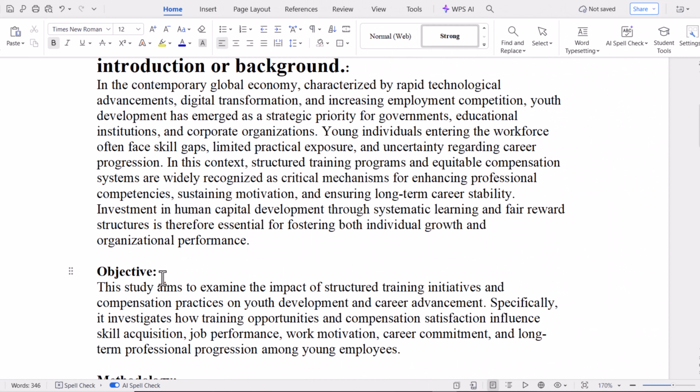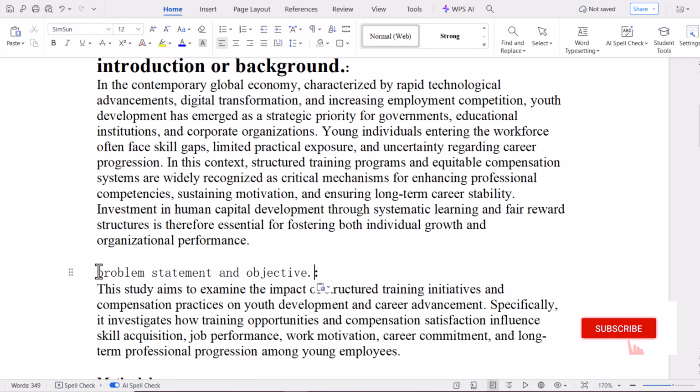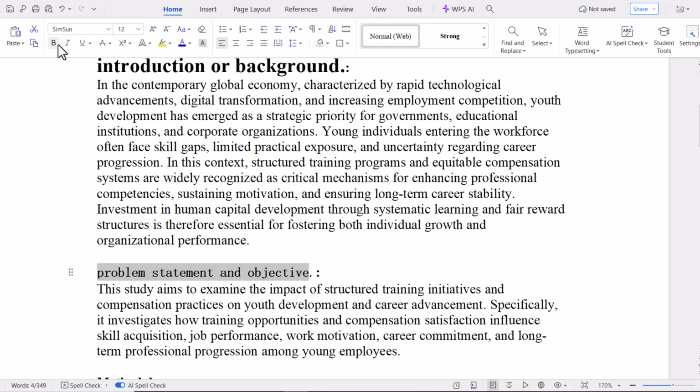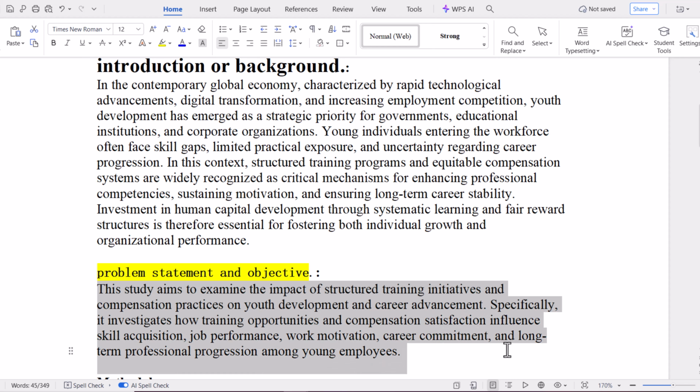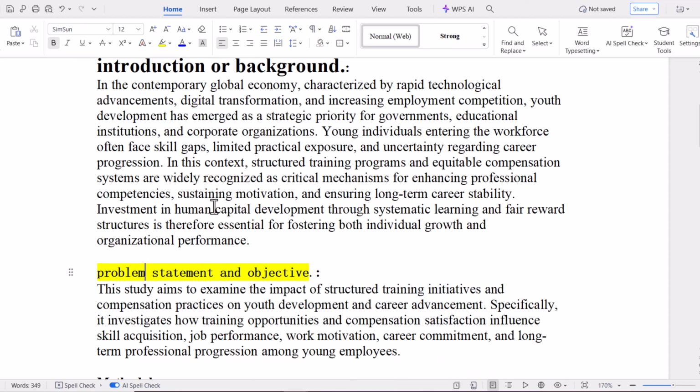The second component is the problem statement and objective. This section identifies the research gap and clarifies what your study aims to achieve. For instance, this study aims to examine the impact of structured training initiatives and compensation practices on youth development and career advancement. Specifically, it investigates how training opportunities and compensation satisfaction influence skill acquisition, job performance, work motivation, career commitment, and long-term professional progression among young employees. This clearly defines the issue and the purpose of the study.